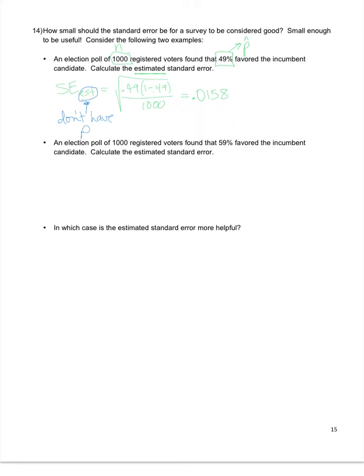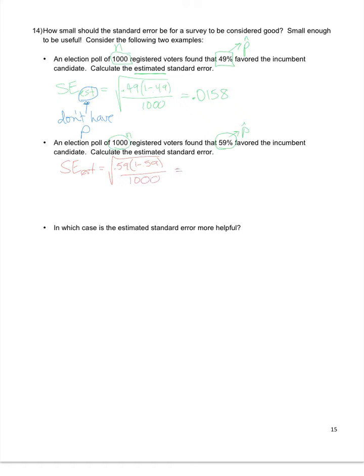All right, in our second example, we have an election poll of 1,000 registered voters, so N is 1,000 again. And this time I found that 59% favored the incumbent. So here's our p hat. So again, we're going to calculate the estimated standard error. SE, and since it's estimated, we're going to put EST on here. This is the square root of 0.59 times 1 minus 0.59 over 1,000.